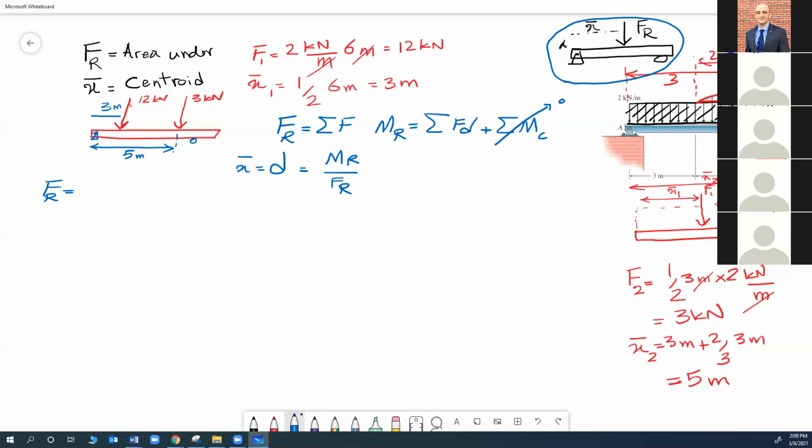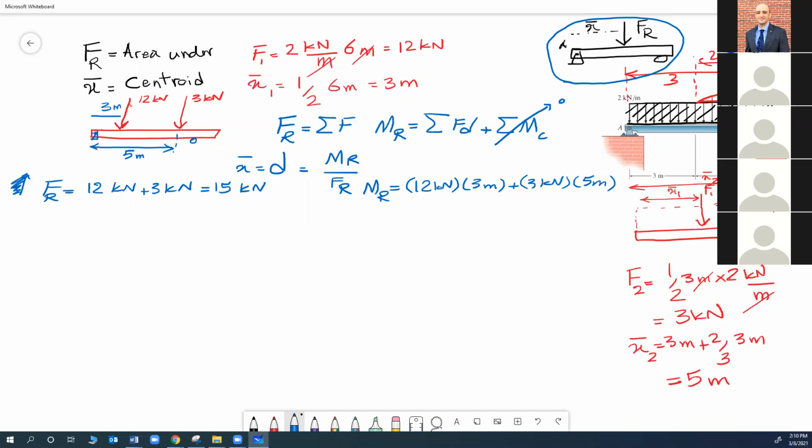Okay. FR is just summation of the forces. 12 kilonewtons plus 3 kilonewtons is 15. Simple enough. Some people, as I said, like to be very accurate with the signs. They put a plus here, and then these are going to be negative and so on, which is totally fine. MR is going to be summation of FDs. So it's going to be a 12 kilonewton, they're all going the same direction, times 3 meters plus 3 kilonewtons times 5 meters.